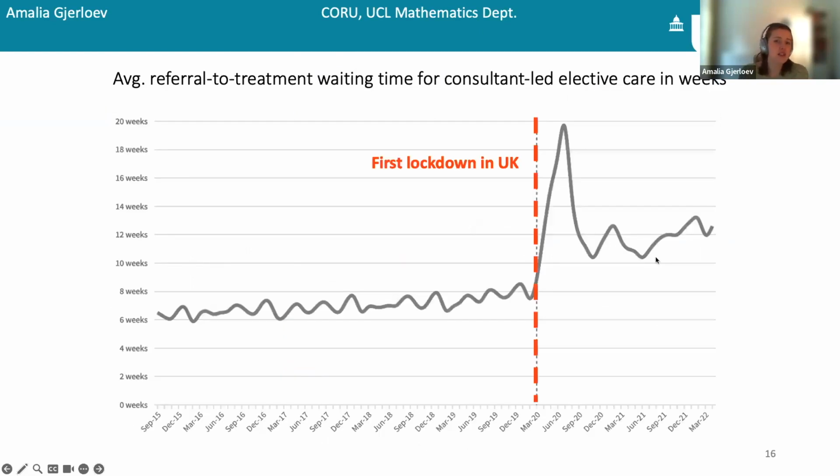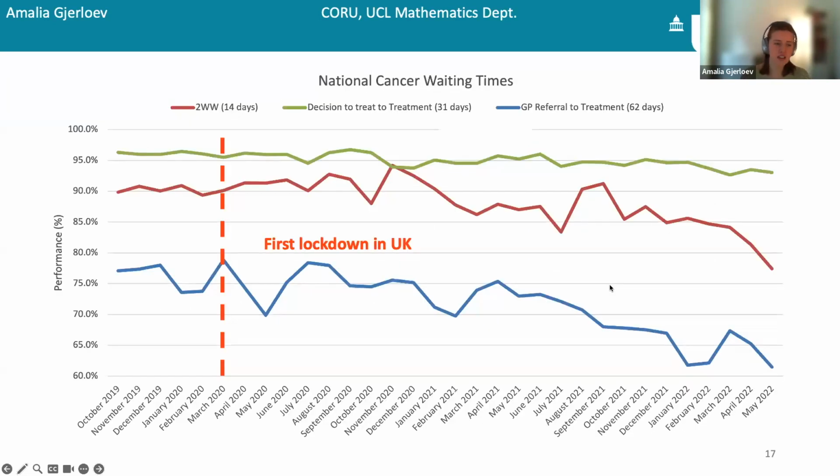If we look at the waiting time, so this is the waiting time for the consultant-led elective care. At that first lockdown as well, we see that that waiting time for elective care sort of skyrocketed right there. And we can also look at the patient breaches, so the percentage of patients who hit those targets that I was talking about. So these are the national cancer waiting times for all of the hospitals in England.